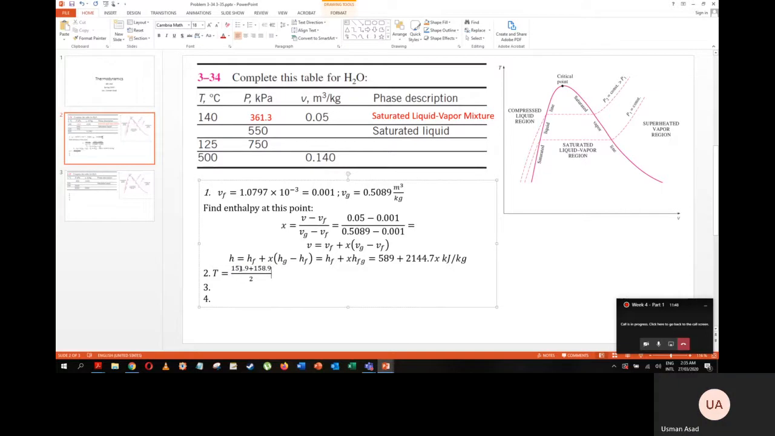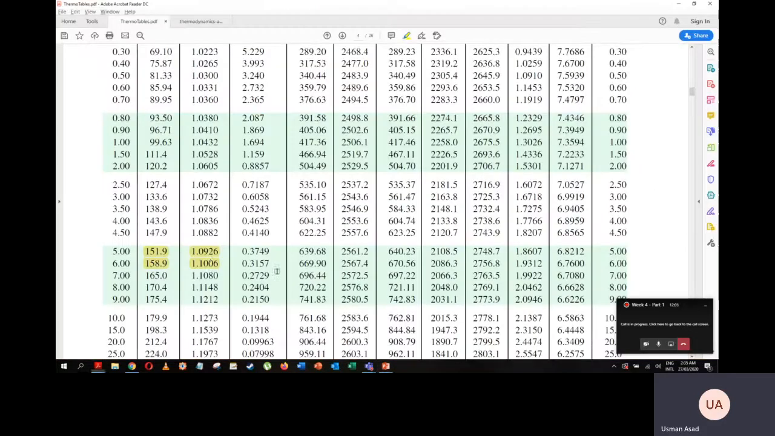Right? Which I'm going to leave for you to calculate. It should be close to 154 or something. Okay. And the second thing that you need to find out is the volume. So the volume is just going to be the average of these two values.